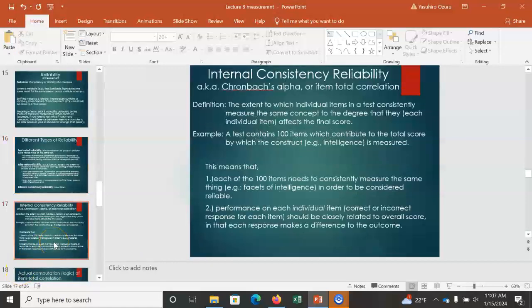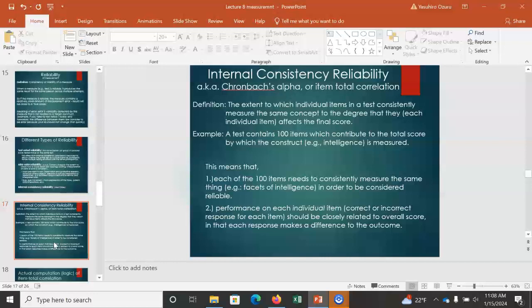So I'm going to move on to the next slide to explain this. Internal consistency reliability is measured using Cronbach's alpha or item total correlation, which is also known as point-biserial correlation. The definition of this is the extent to which individual items in a test consistently measure the same content. So, for example, let's say that you are measuring depression and you believe depression to be an integral, consistent, and coherent construct.